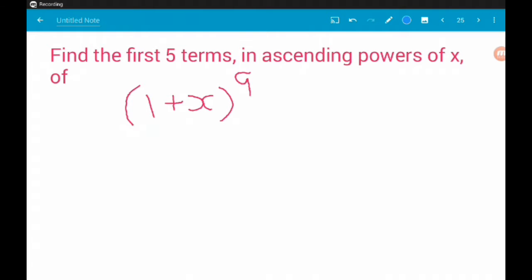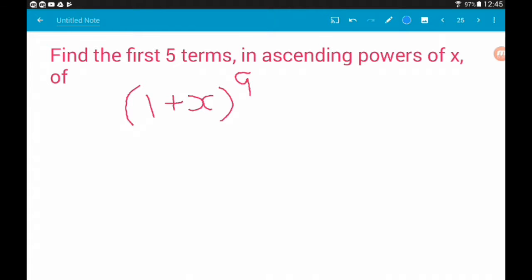Okay, now we're going to have a look at a high-powered expansion of 1 plus x. So, in an exam situation, when you get this type of question, usually the power is high, but they don't ask you to write out every single term because it would be impractical. Here we have a power of 9, so there are 10 terms, and nobody's got time for that. Okay, so here then we're asked to write out the first 5 terms in ascending powers of x of (1 plus x) to the power of 9.